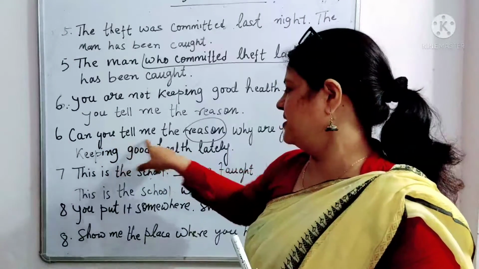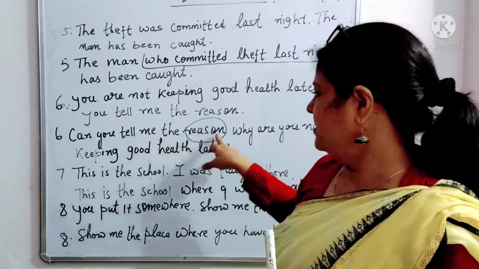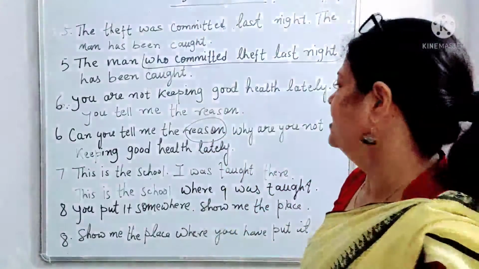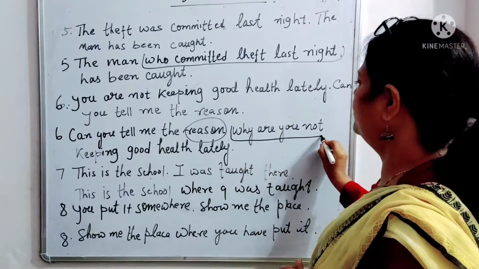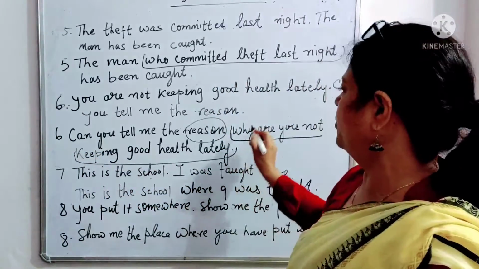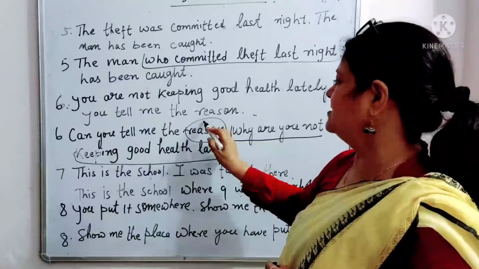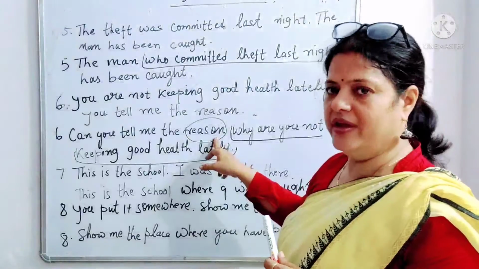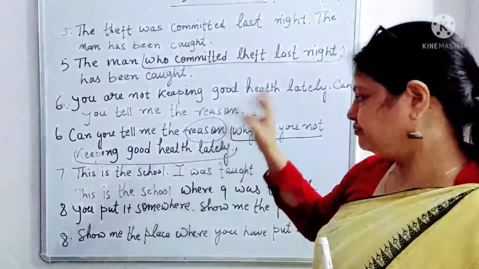So this is the principal clause: can you tell me the reason? Okay. In the principal clause we have this noun reason. So immediately after this principal clause we have this subordinating adjective clause: why are you not keeping good health lately? This is a subordinating adjective clause, and it is describing this noun which has come at the end of the principal clause. Okay. So, can you tell me the reason why are you not keeping good health lately?